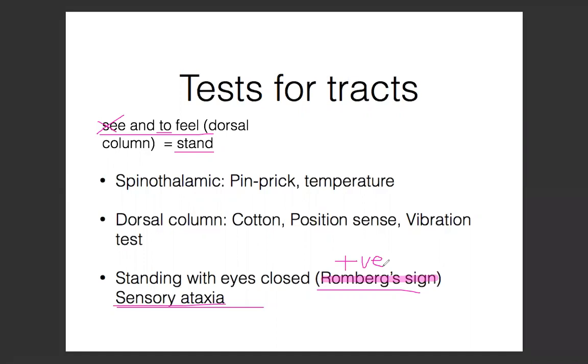Usually in MCQs they give you a case of a patient who falls when he turns off the light, for example. They tell you that the moment this patient can no longer see, they can no longer stand. Or they could give it to you directly and say the patient has a positive Romberg sign. Okay? So this is a sign of dorsal column injury.